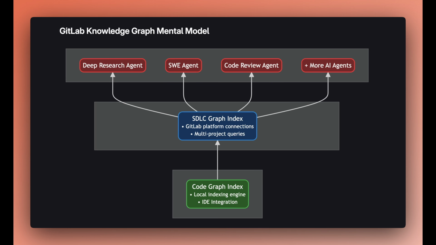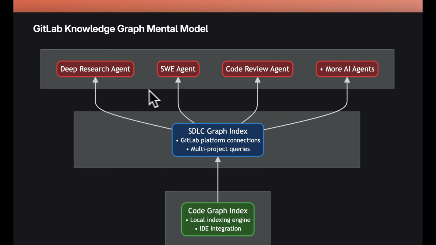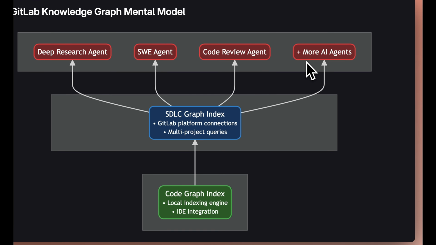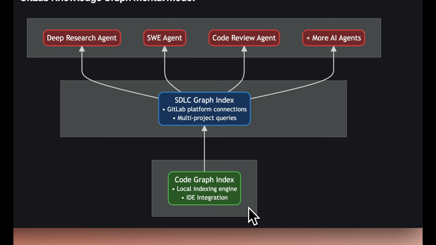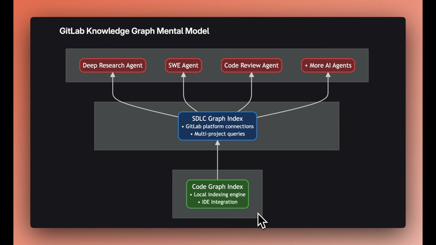You can think of the Knowledge Graph framework as three layers: the Code Graph Index, which indexes a single project; the SDLC Graph Index, which ties GitLab data to the code graph; and then the agents that leverage the Knowledge Graph. The initial version of the Knowledge Graph targets the IDE as we work to build a server-side version. The initial iteration supports the local Code Graph Index.